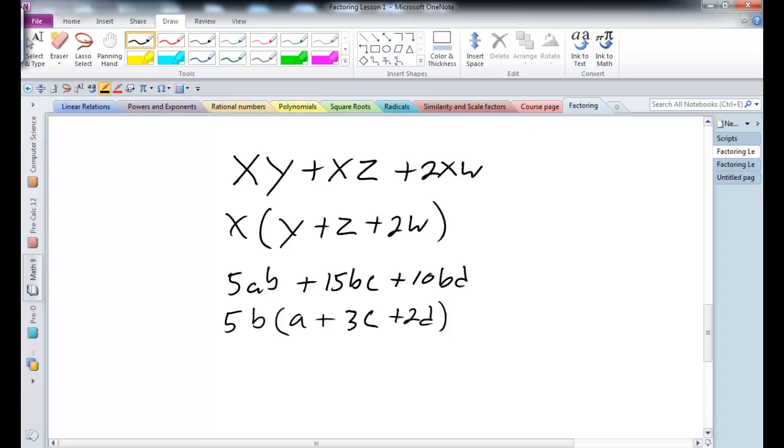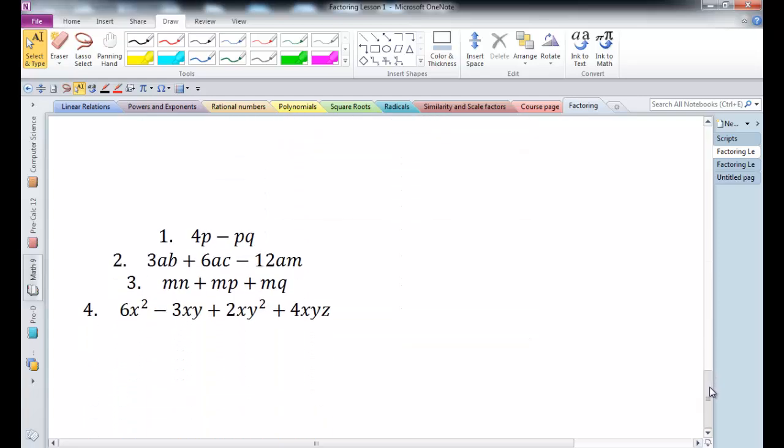Now here's a few to try on your own. The answers are at the bottom of the notes sheet. Write them down, find the common factor, and then write them as a product of factors.